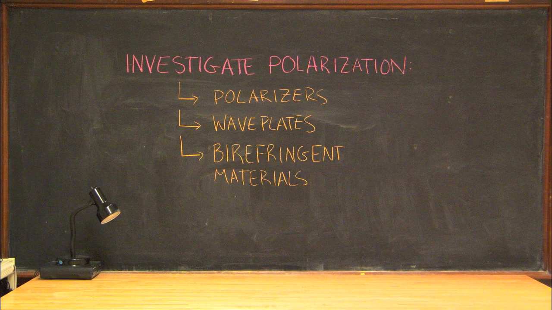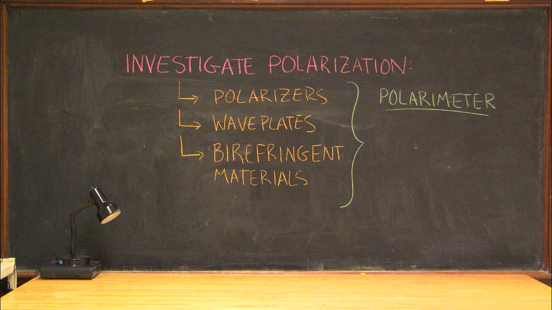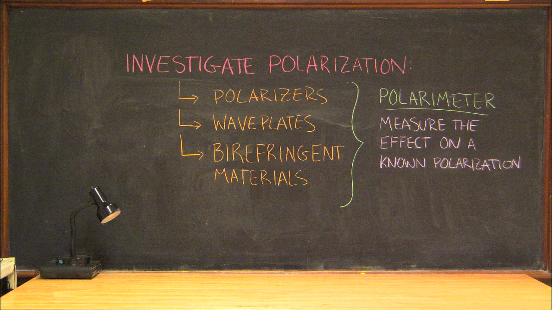So we'll look at these three types of polarization optics in this lab: polarizers, wave plates, and birefringent materials. To do this, we'll use a polarimeter, which allows us to see the effect of these optics on a known linear polarization. Let's take a look at our equipment.